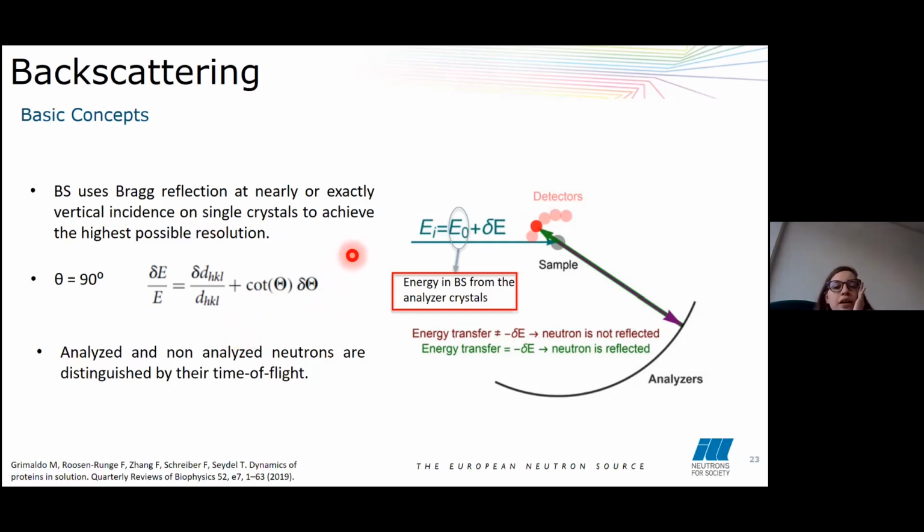So if we take a generic backscattering spectrometer, if the final energy of the scattered neutron is the same as the one fixed for the analyzer, the neutron is reflected by the analyzer and goes through the sample a second time, and then it reaches the detector, which is behind the sample. So in this case, analyzed and non-analyzed neutrons are distinguished by their time of flight.